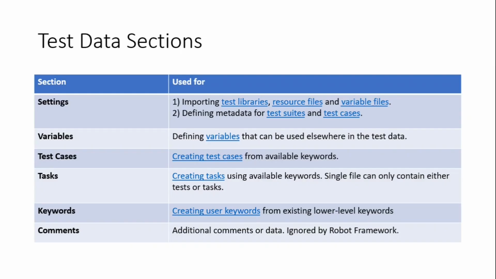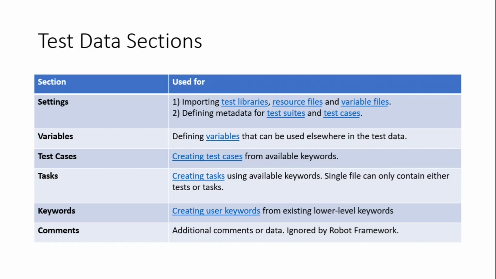Now, a sample robot file will have different sections. A robot file will have different sections like settings, variables, test cases, tasks, keywords and comments. A robot file will have some or all of these sections. Settings will be used to import the test libraries, resource files or variable files. So if you are going to perform some action on a web browser, you might have already installed the Selenium library through the pip command, but again in that particular robot file you have to import the library. So these commands will be given under the settings section.